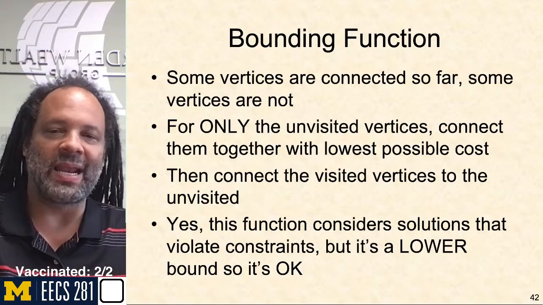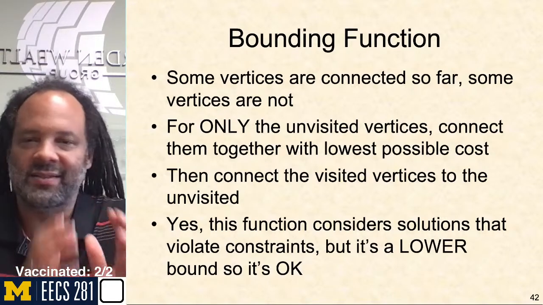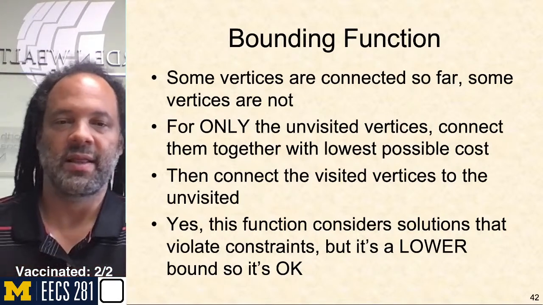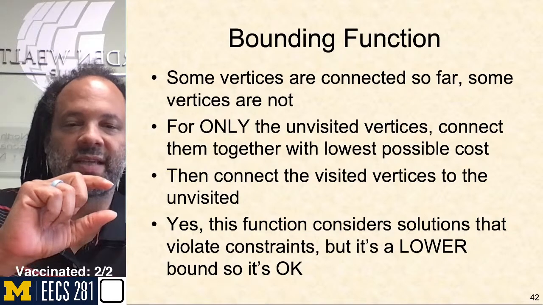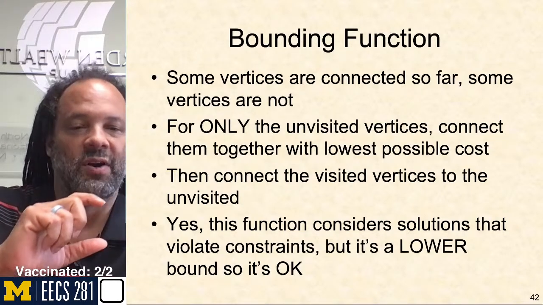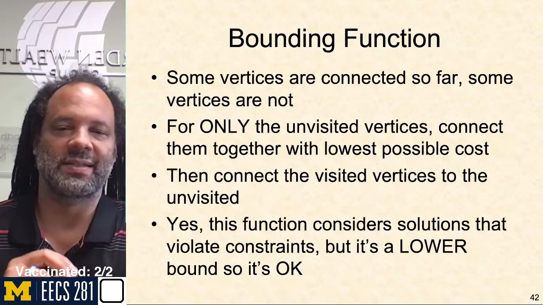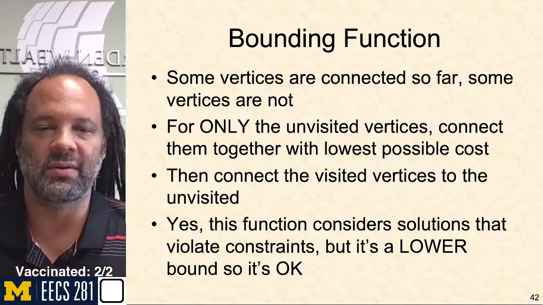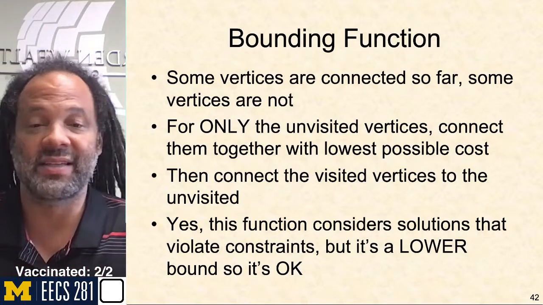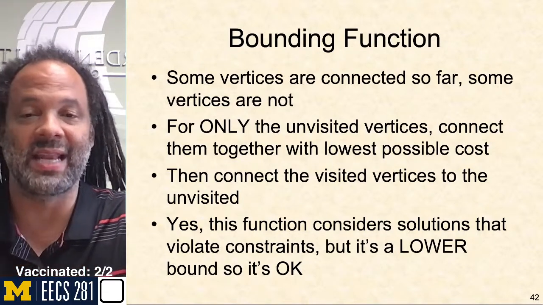Now I need to estimate, how do I include the rest of those things, the C and the E and the F? How do I include all of them, right? The visited vertices, I'm going to put them in the order that they're in, and then for the unvisited vertices, I'm going to estimate what their distance is, and I want to put all of that together, right? This does consider a solution that violates constraints, but it's a lower bound, it's an estimate.